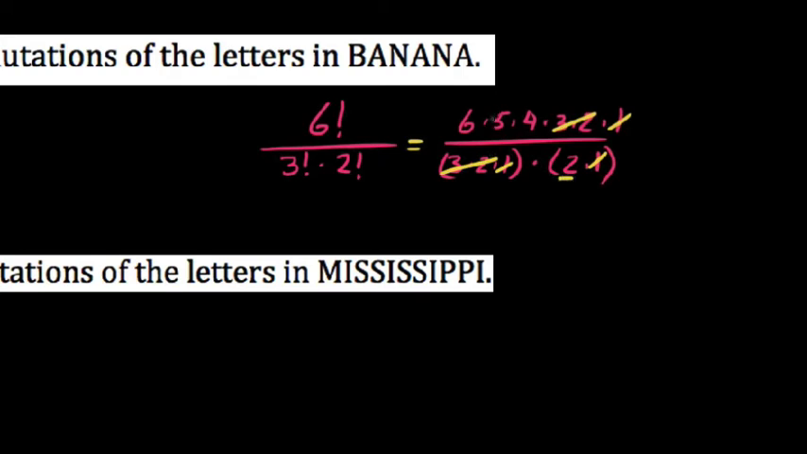Now, if you're talking about the number of ways to rearrange letters in something, you're not going to come up with a fraction, which means whenever you do these permutations, you should always end up with a whole number, meaning everything on the bottom cancels out with something on the top.